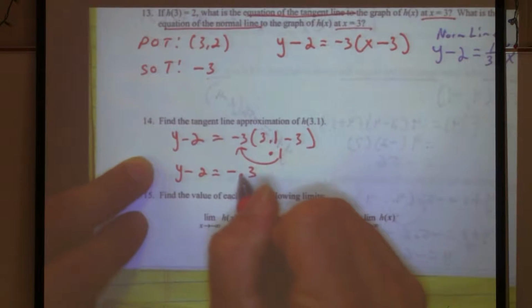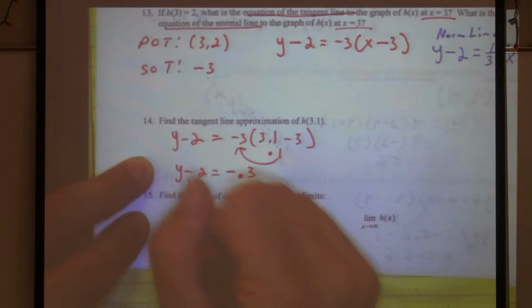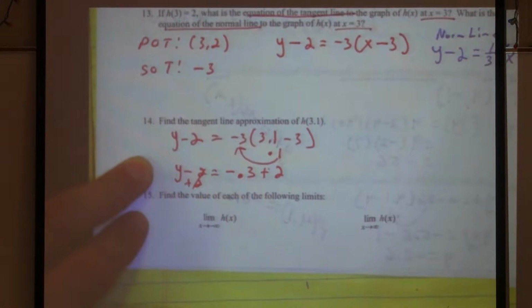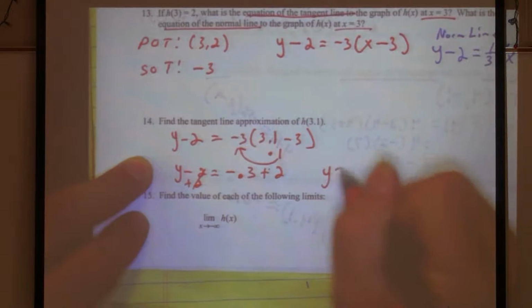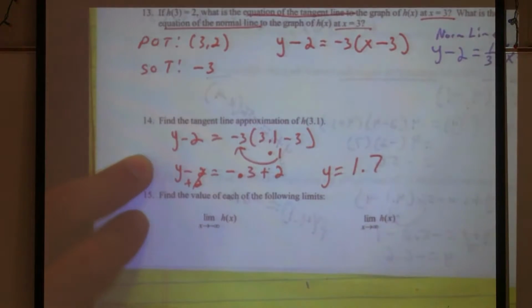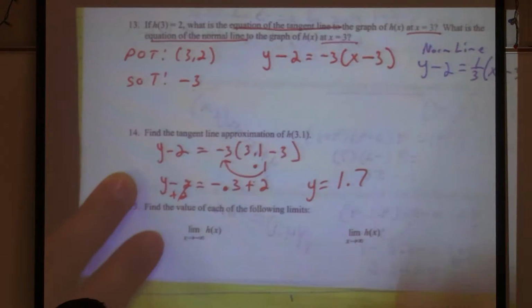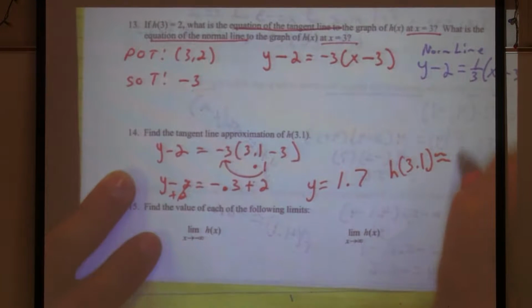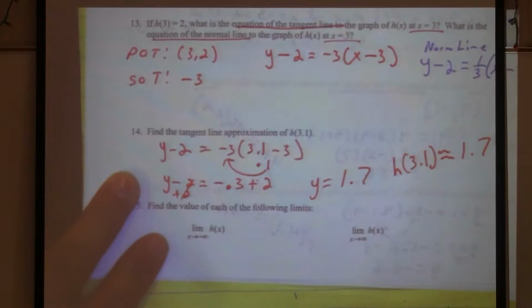30 cents, right? And we're gonna add 2. So different sign, you subtract, keep the sign of the larger, right? So $2 take away 30 cents. We have $1.70. So we could say h of 3.1 is approximately 1.7.